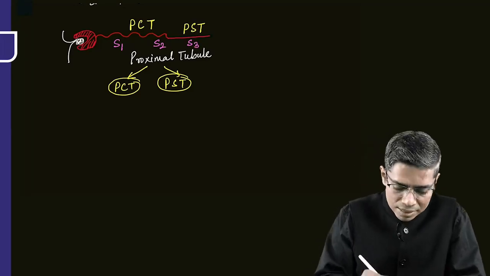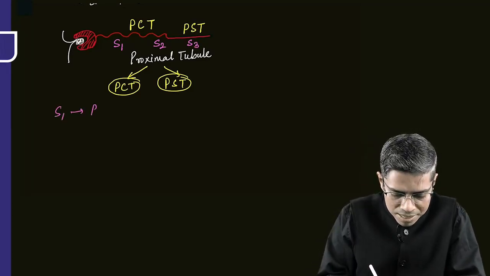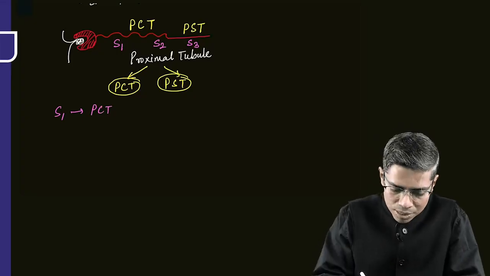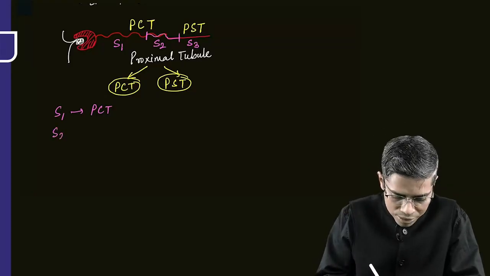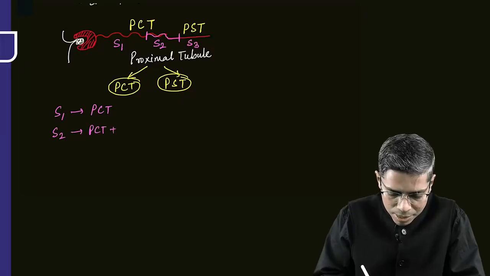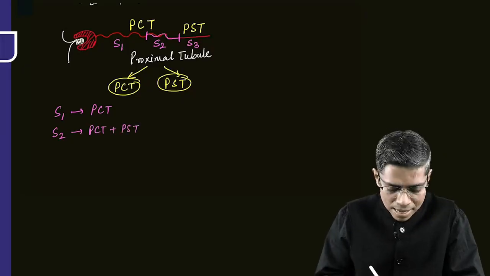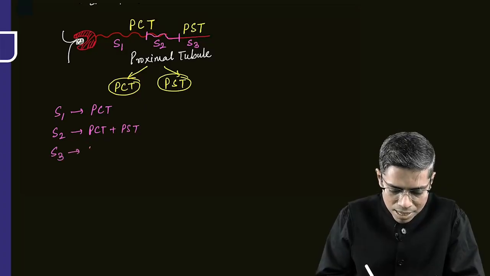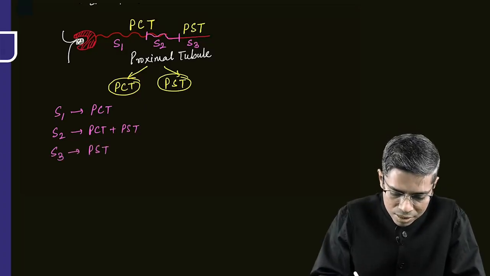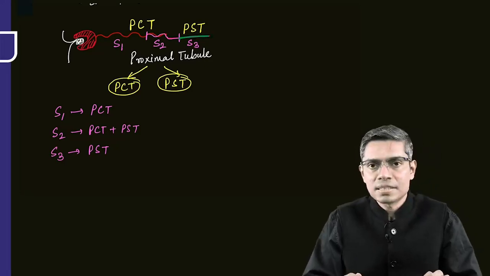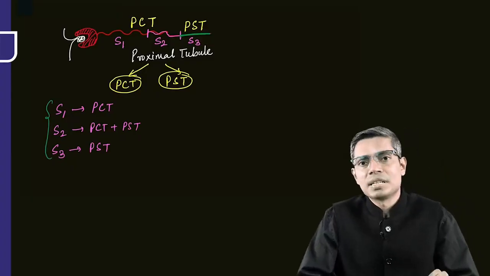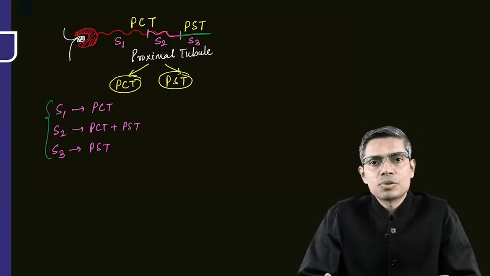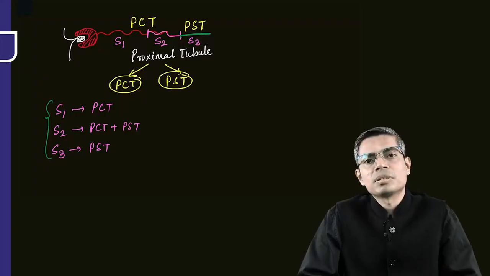So S1 is nothing but the first portion of the PCT, right? S2 is the middle part, that is, some portion of the proximal convoluted tubules and some portion of the proximal straight tubule will also be there. So S2 segment means the later half of the PCT plus the first part of the PST, and the last portion of the PST is known as the S3. So this last portion of the PST is nothing but the S3. So ultrastructurally, if you look at the proximal tubule, then there are three subdivisions, S1, S2, S3. But grossly, it has two subdivisions, proximal convoluted tubules and proximal straight tubules.